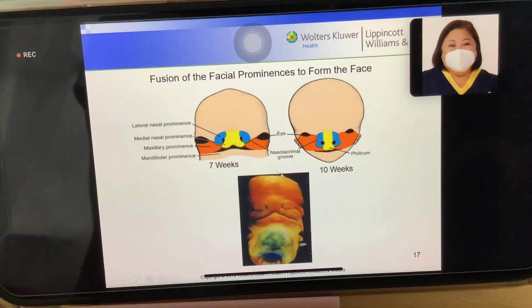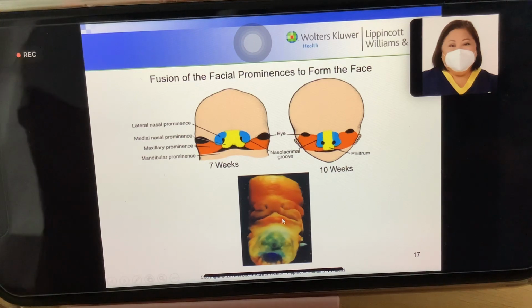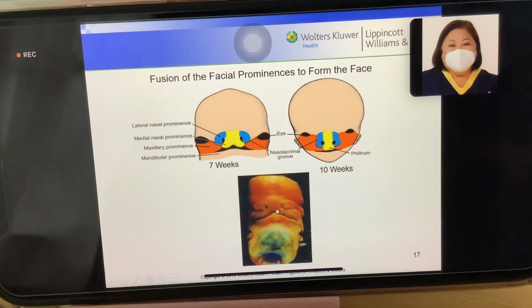Okay, we go to fusion of facial prominences to form the face. This is a photograph of a human embryo showing contributions of facial prominences to the formation of the face. So, 2 medial nasal prominences. This is our lateral prominences. Medial nasal prominences merge to form the tip of the nose.